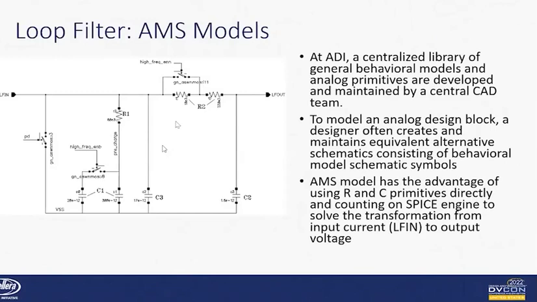But in the presentation here, we're only showing the loop filter. This is the AMS model for the loop filter. At ADI, we have developed a library of behavior models for all the primitives, standard cells, and so on. Analog designers just drop the schematic symbol into the schematic, and that's the model itself. So the AMS model can be developed very fast, and it's like the schematic, as you can see here.